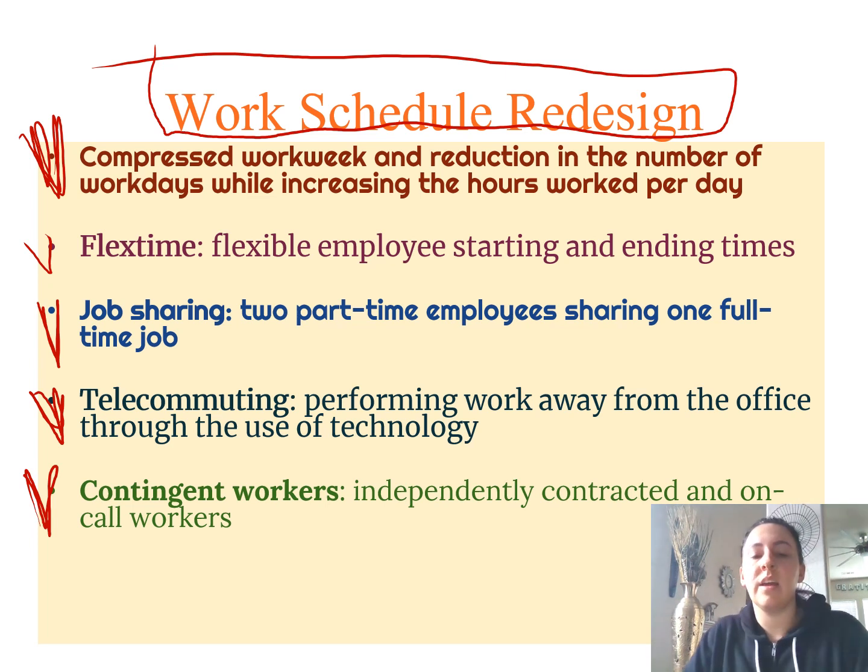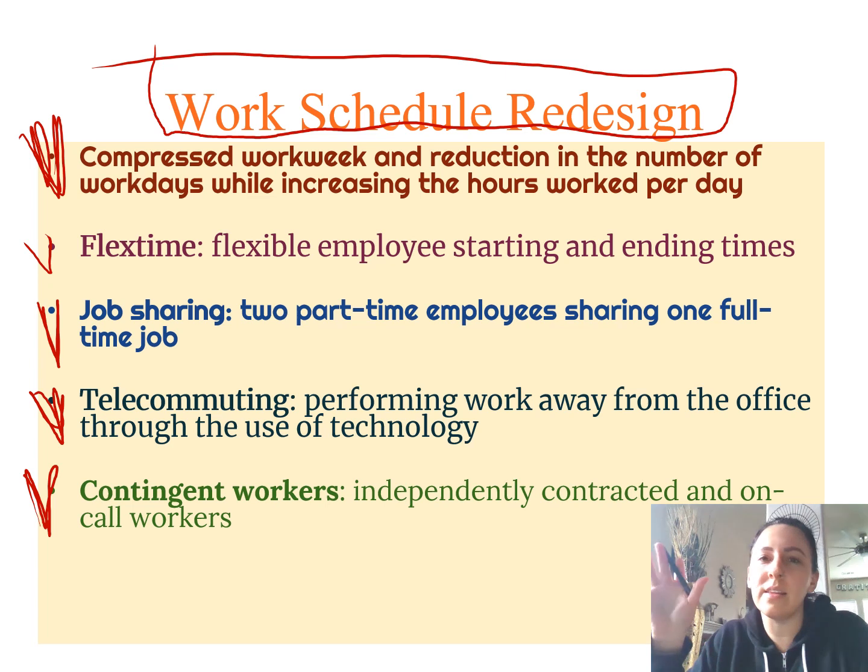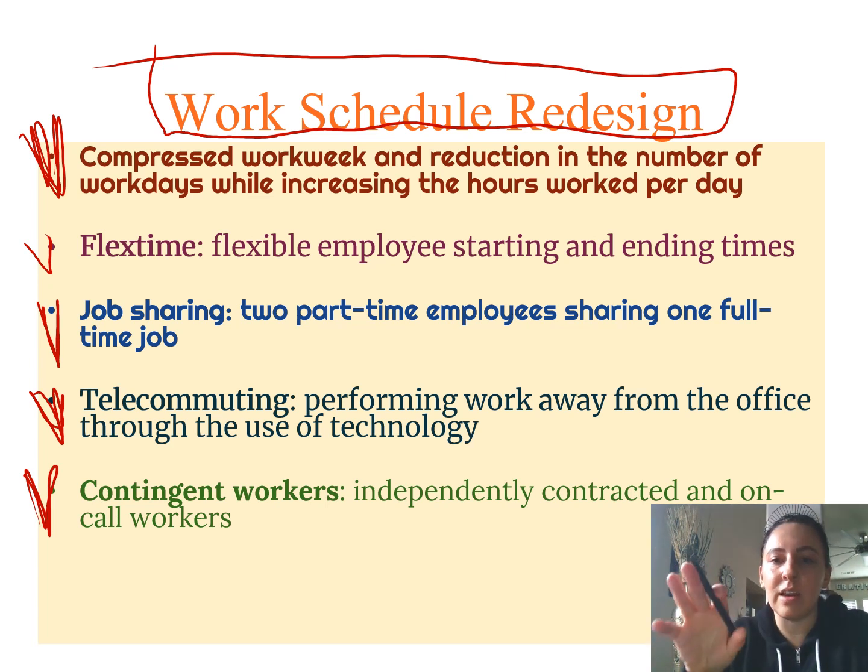Contingent workers. This is having employees that are not necessarily employees. Okay, these are workers that are on contract. Okay, so really these workers are actually working independently. They are independent contractors. Okay, they do their own thing. They're not your W-2 employees, they're your 1099s.